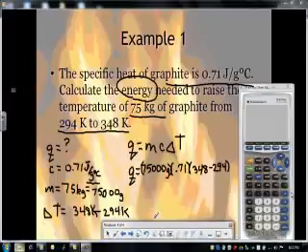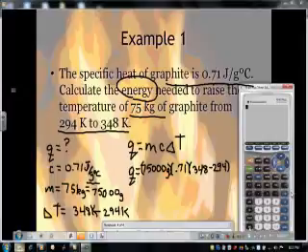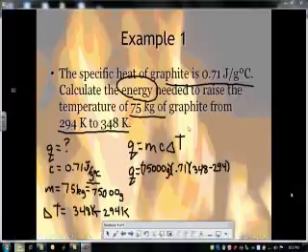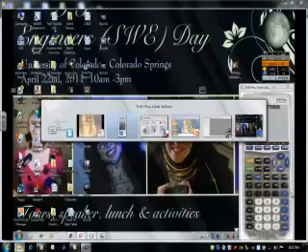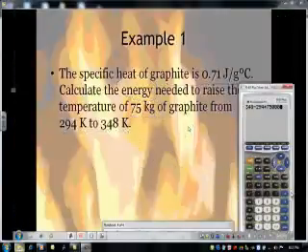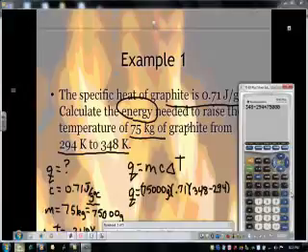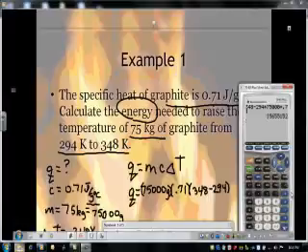Let me turn my calculator on, and it's on. So I'm going to do 348 minus 294, because the parentheses say do the subtraction first. And now I can do the multiplication. Multiply by 75,000 times 0.71. Sorry guys, I clicked on something else, not sure what that was all about. Okay, 75,000 times 0.71. Now hit enter, and this is our overall heat change.